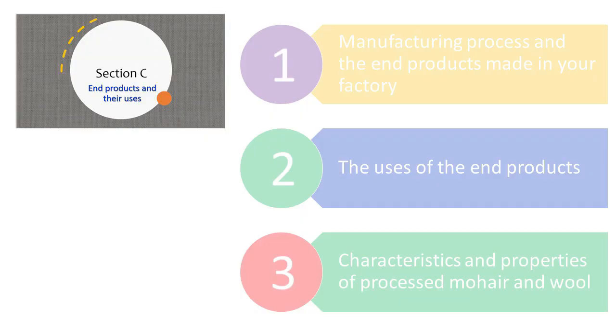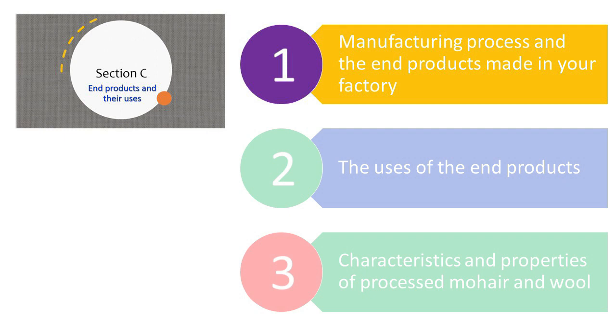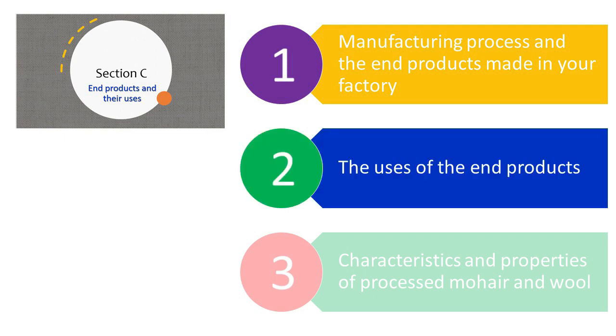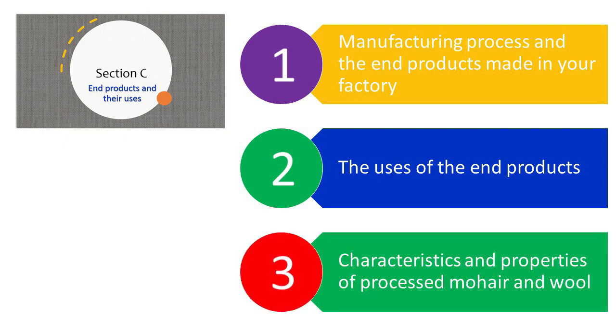In this section, we looked at the manufacturing processes and the end products made in your factory, the uses of the end mohair and wool products and what consumers expect from these products, and the characteristics and properties of processed mohair and wool. We have now reached the end of section C.